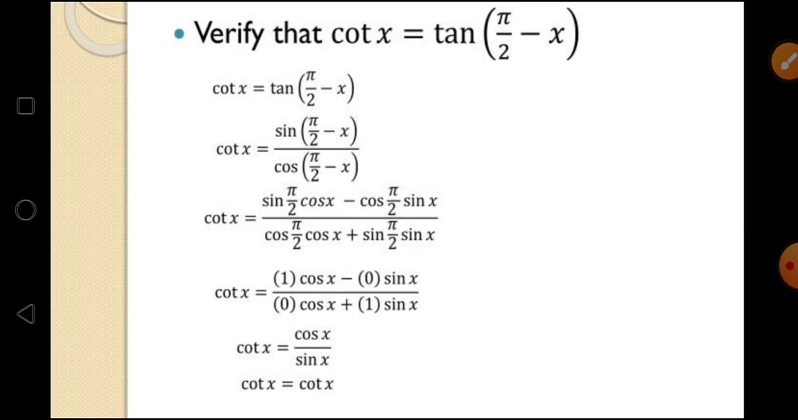Cot x is equal to cot x. So cot x can be written as tan of pi by 2 minus x, which is equal to cot x. So we prove the verification.